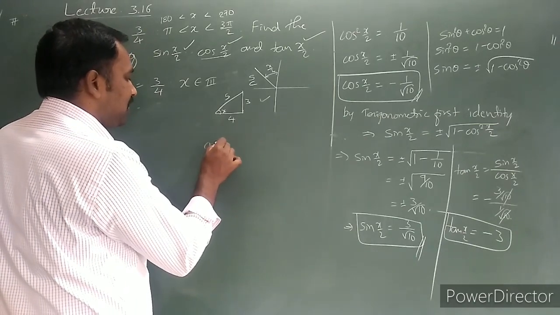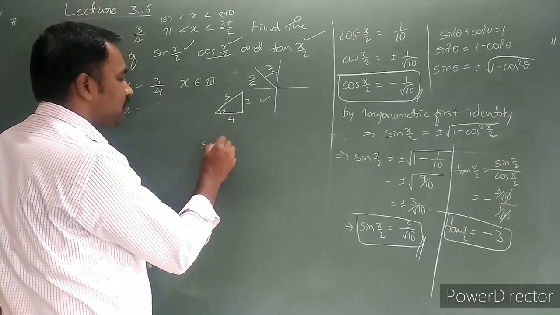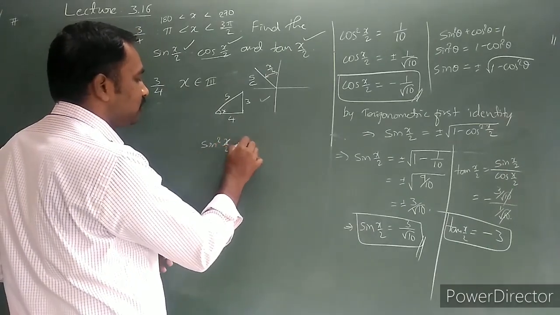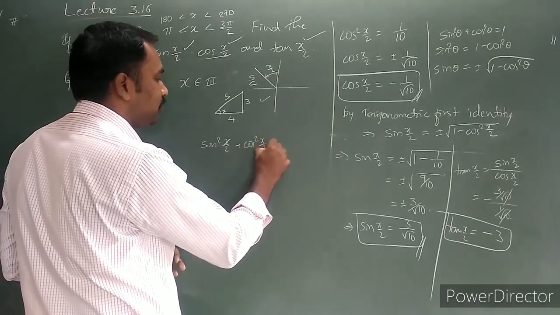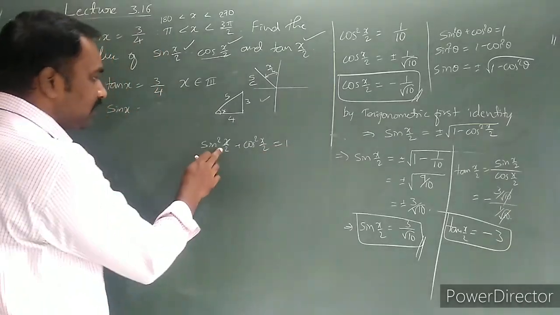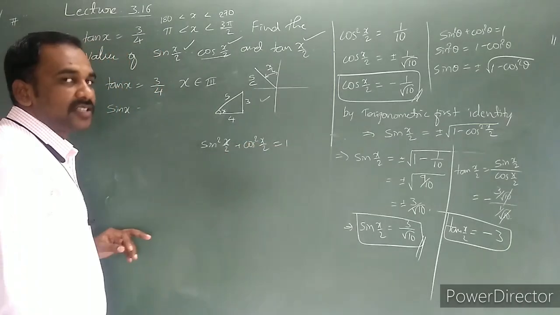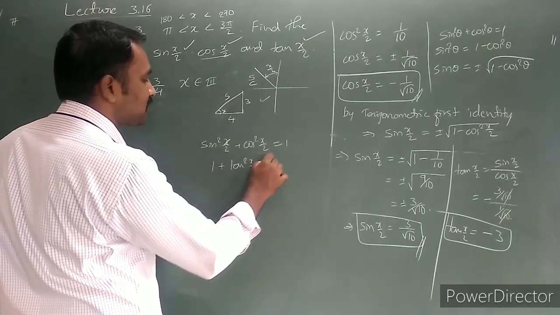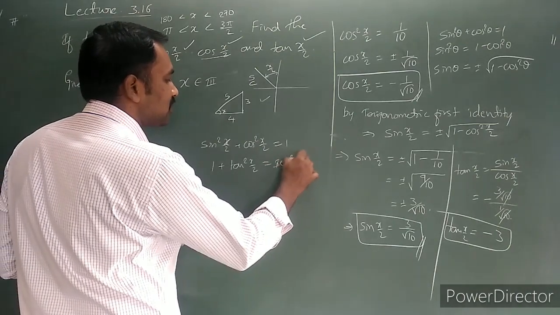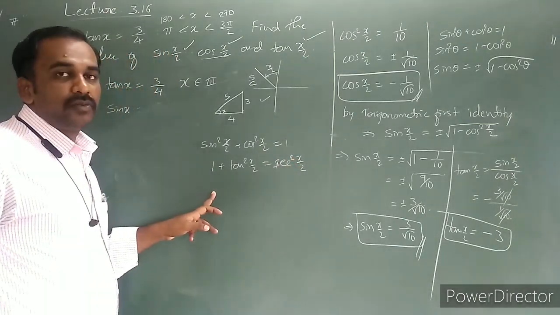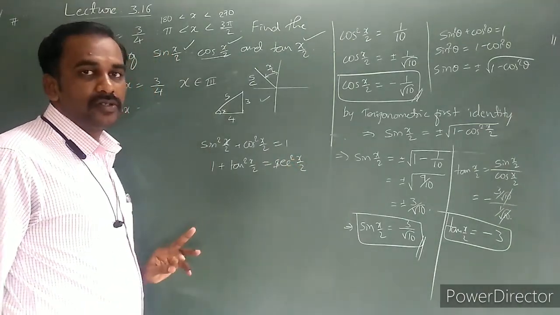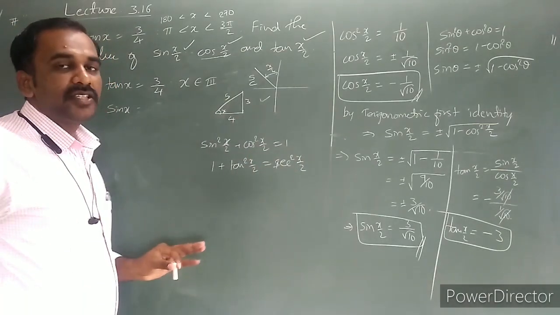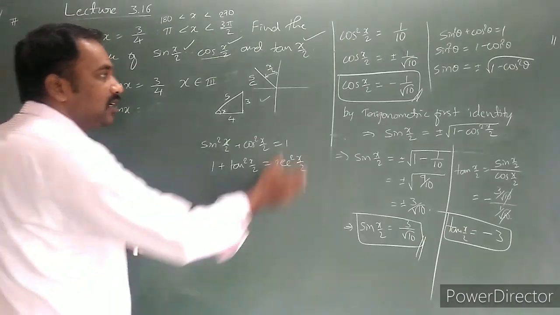We already know the trigonometric identities. What are the trigonometric identities? First one, in terms of half angle, sin square x by 2 plus cos square x by 2 is equal to 1, because both angles are the same. One more, 1 plus tan square x by 2 is equal to sec square x by 2. One more, 1 plus cot square x by 2 is equal to cosecant square of x by 2. All these three conditions should be satisfied with respect to the given ratio.